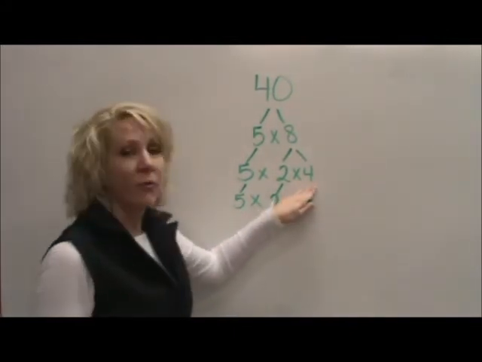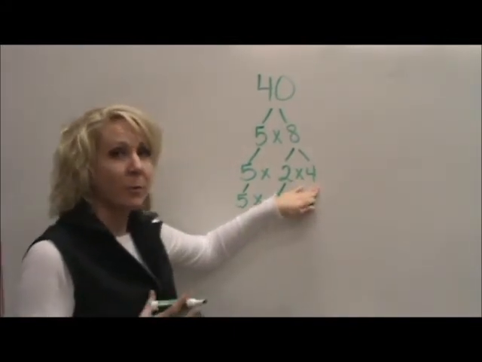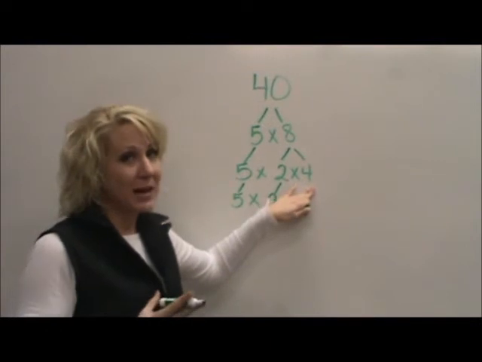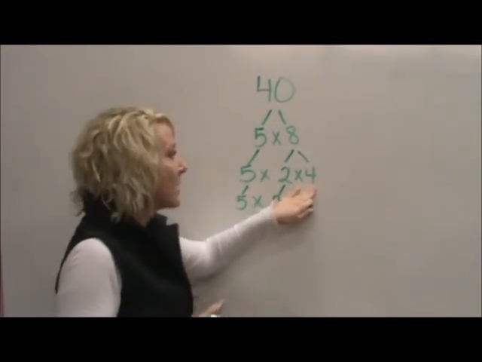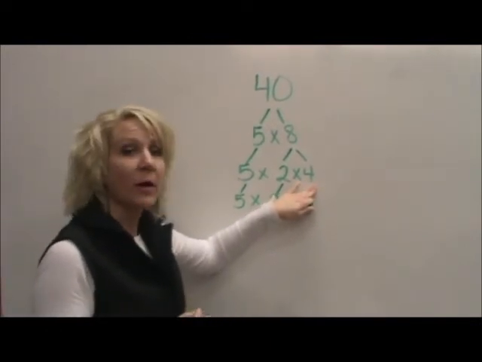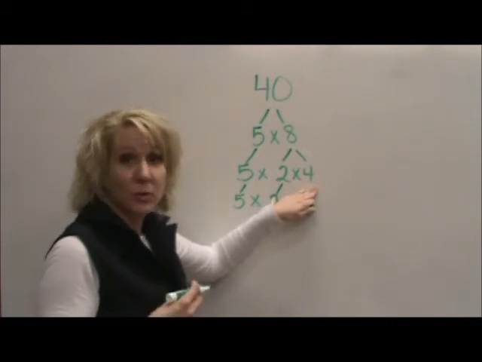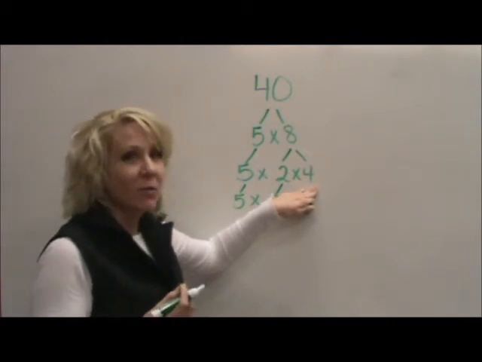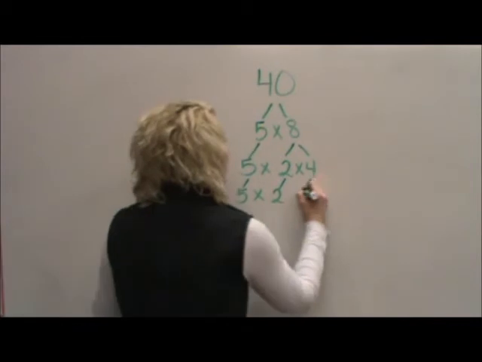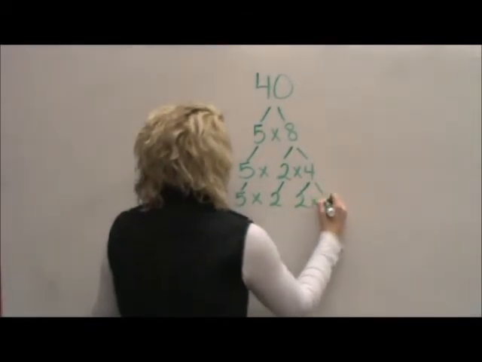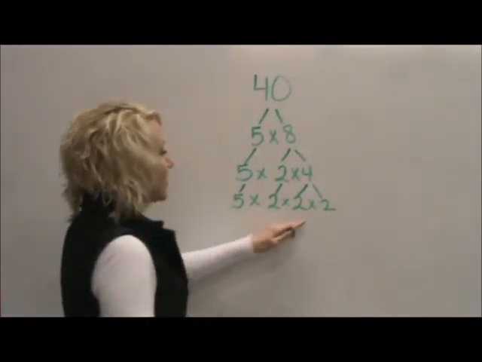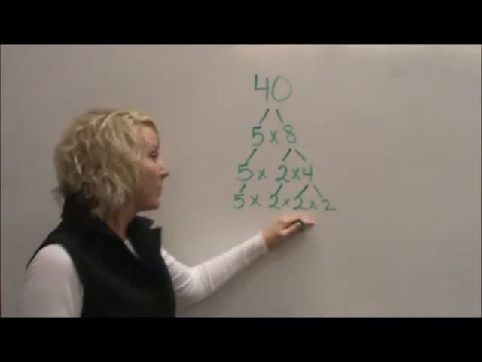Now let's look at the number 4. Is 4 prime or composite? 4 is actually composite because not only can we make 4 by doing 1 times 4, we can also create 4 using 2 times 2. So we need to factor 4 using 2 times 2. The reason why we're using 2 times 2 again is because 2 is a prime number.